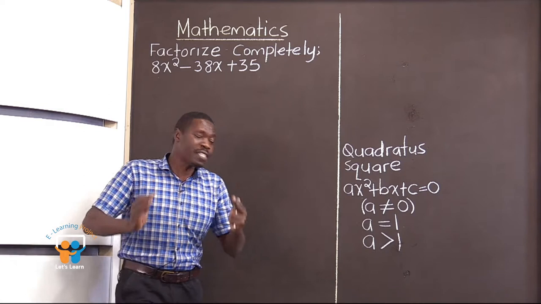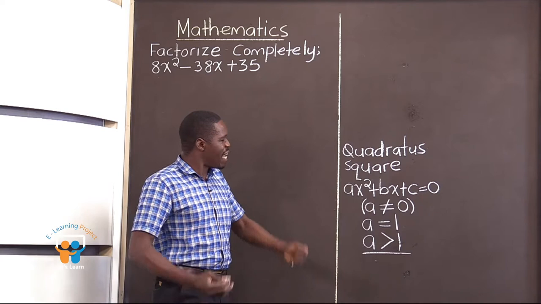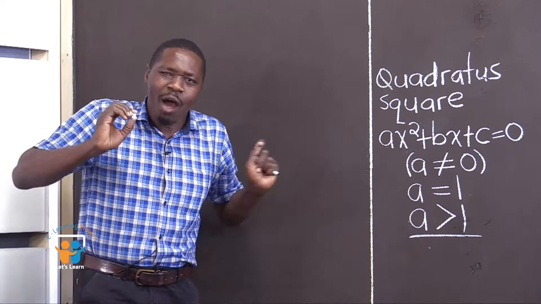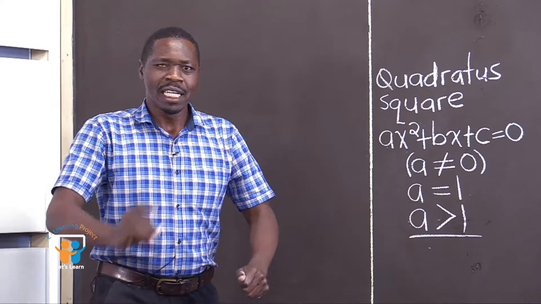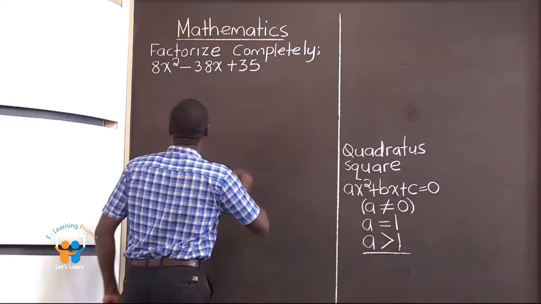Now, what does the second approach say if we are to use it to factorize the quadratic equation? The second approach says that whenever the first number, the quadratic coefficient, whenever our a is greater than 1, start by multiplying a times c. Now, what am I trying to say? Let us go to the solution, Mr. Examiner, sir.